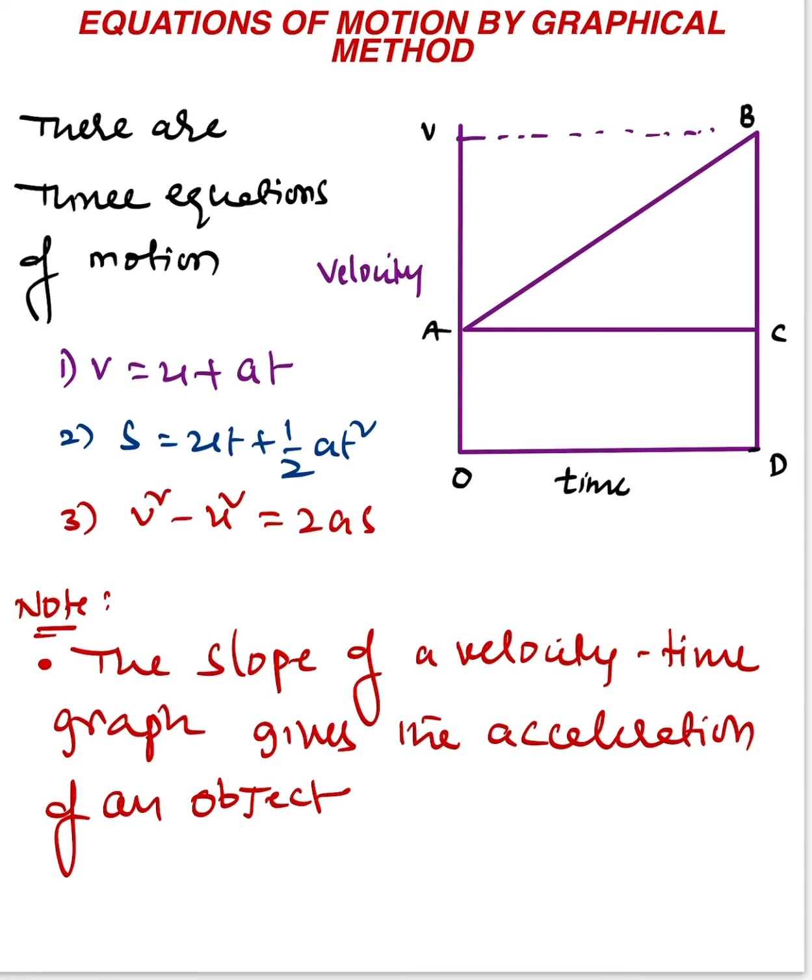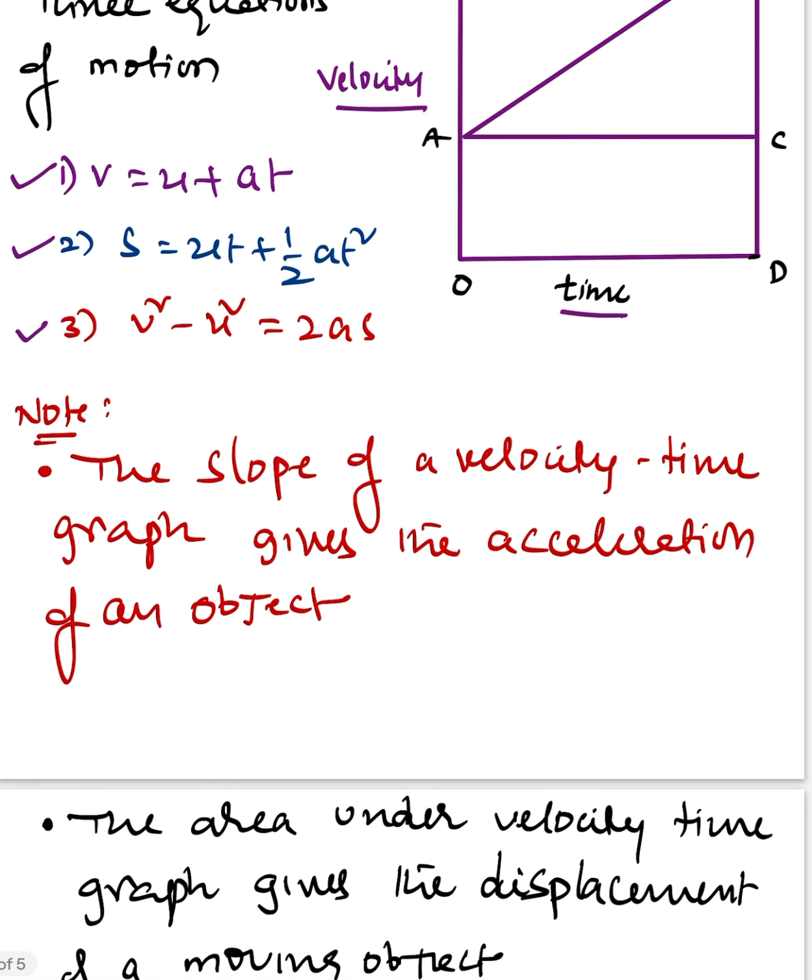Dear students, today we learn equations of motion by graphical method from the velocity time graph. There are three equations of motion. One is v equal to u plus at. Second one is s equal to ut plus half at square. Third one is v square minus u square equal to 2as. Before derivation of these three equations, you should learn two important points.